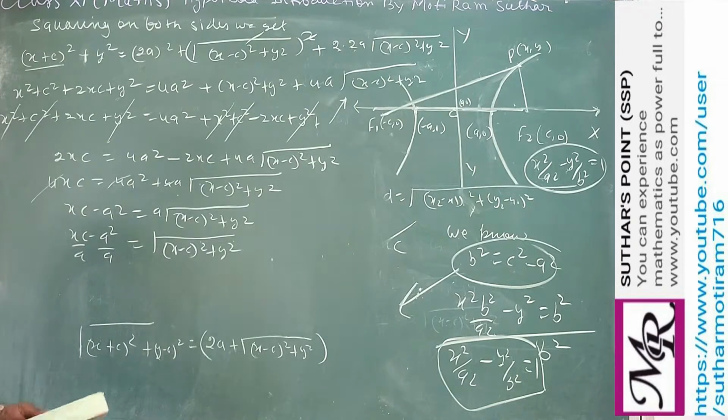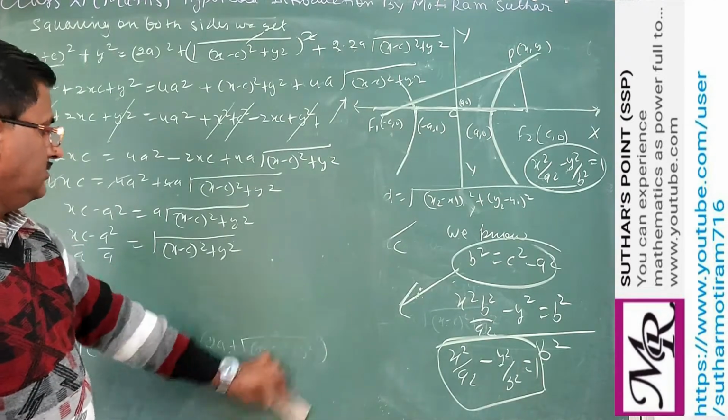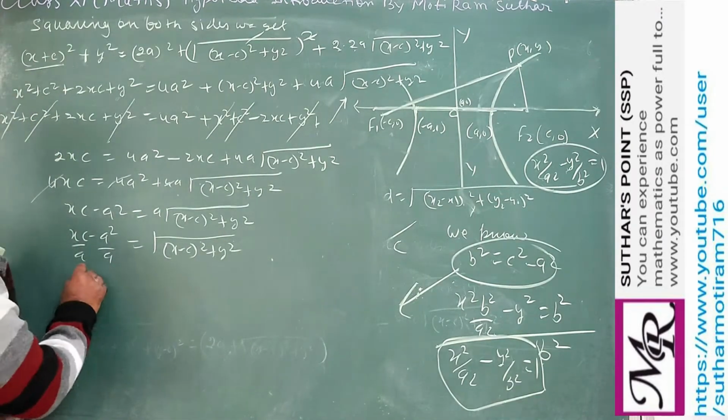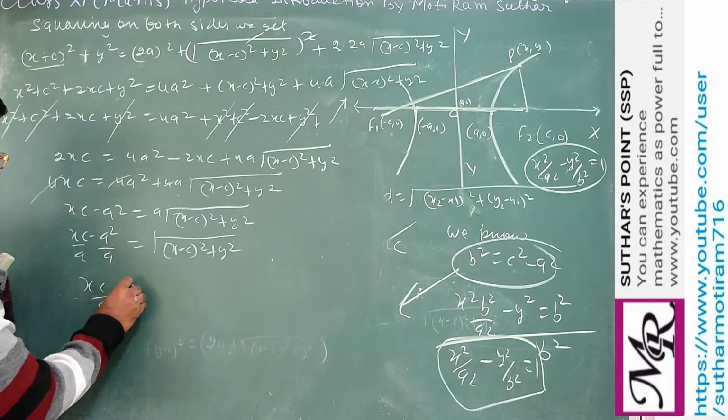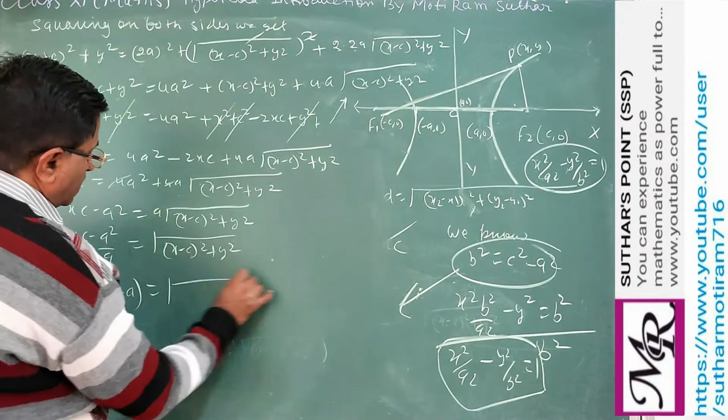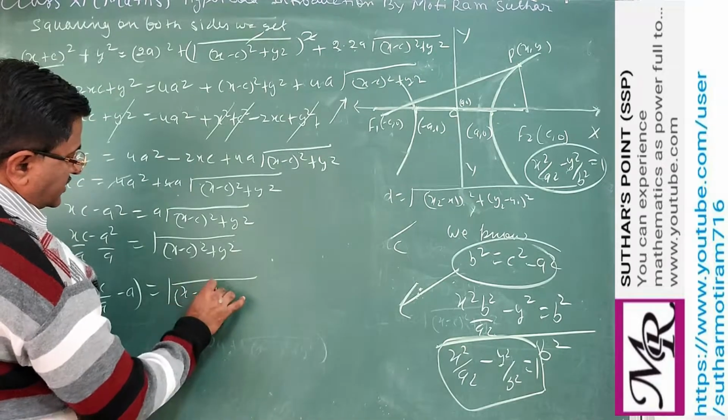Now we further simplify this, which is equal to xc by a minus a, equal to root of (x minus c) whole square plus y square. Now the root is only on the right hand side, so again squaring.